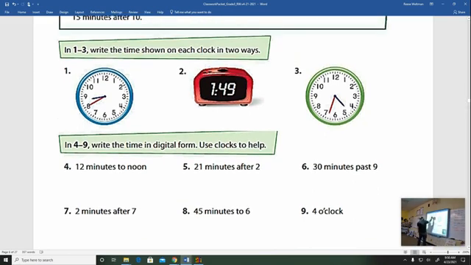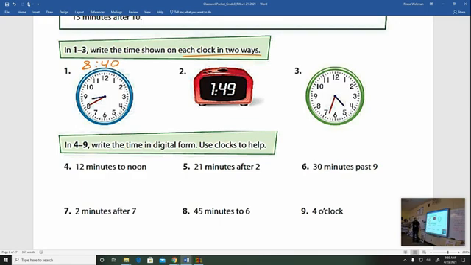Write the time showing each clock in 2 ways. Now again, we're going to do the same thing we did before. What is the time here? What time is it in number 1? Brewer, what is it? That's right. It's 8:40.